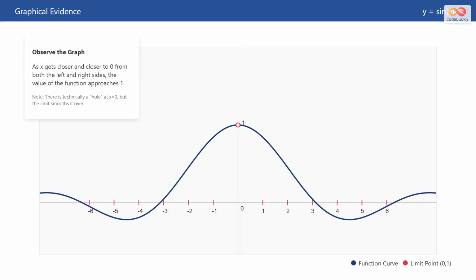Before we prove it mathematically, let's look at the graph of the function y equals sine x divided by x. Notice the curve. As x gets closer to 0 from the left negative side, and from the right positive side, the y value of the graph smoothly approaches 1. Although the function is technically not defined exactly at x equals 0, the limit clearly points to 1.